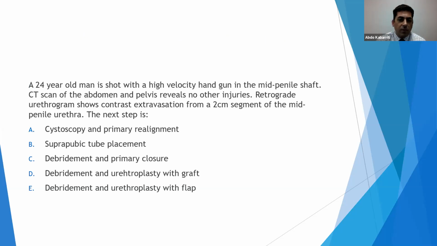Again, keep in mind the velocity. This is a high velocity handgun. It's a gunshot wound, and the degree of extravasation. And for this one, suprapubic tube placement, because you have a 2 centimeter segment as well as the high velocity. So you're not going to go and repair it without allowing the urethra to declare itself in terms of the severity of the injury, which can take some time.